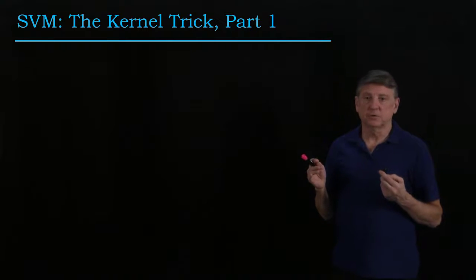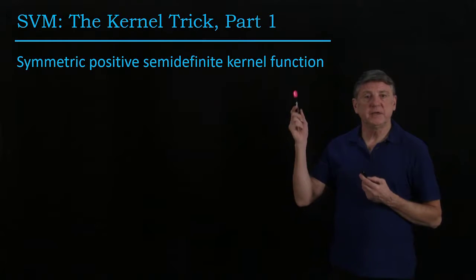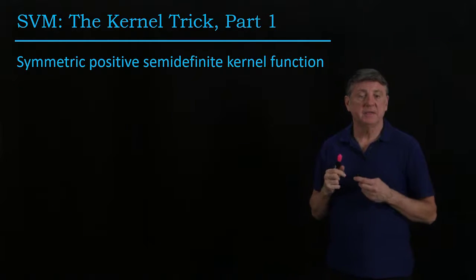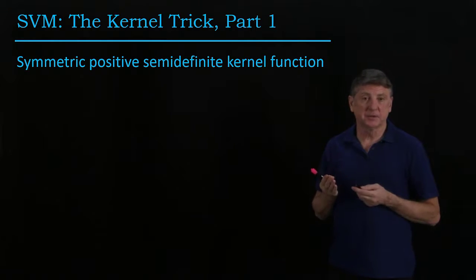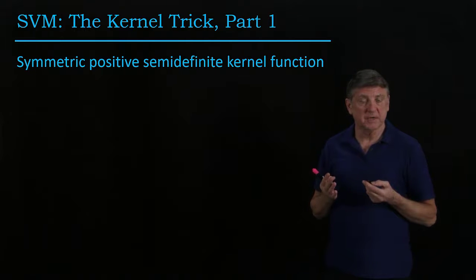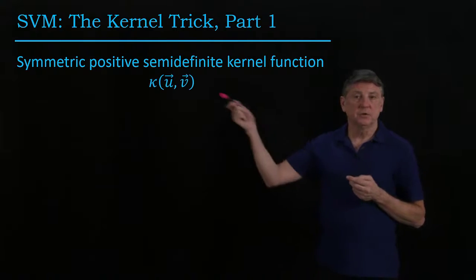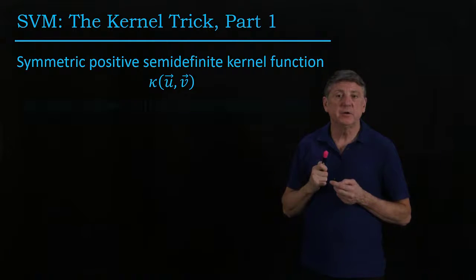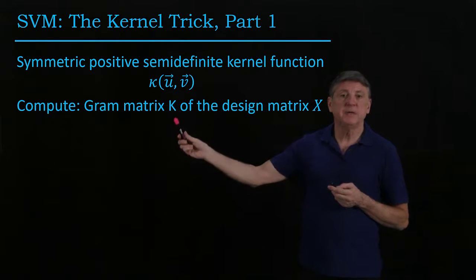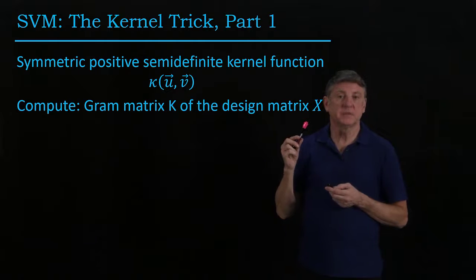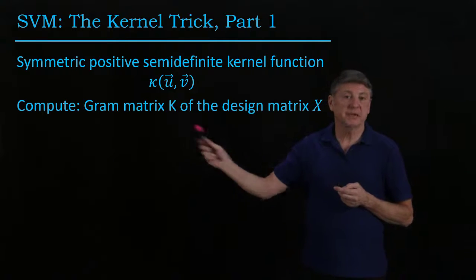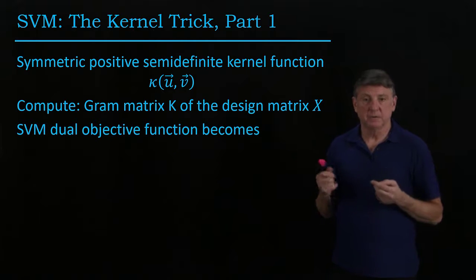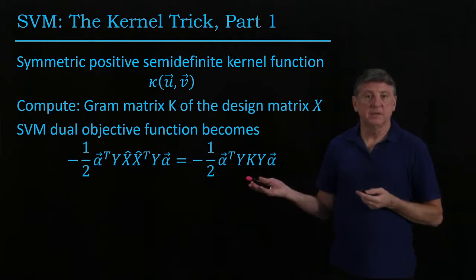In part 1 of the kernel trick, what we did was we had a symmetric positive-definite kernel function, and that means that if we have finite dimensional data and a finite number of those data, we can create, using this kernel function, a gram matrix. And the gram matrix, we don't compute it from the design matrix, we compute it in place of the design matrix. And the SVM dual objective then becomes this.